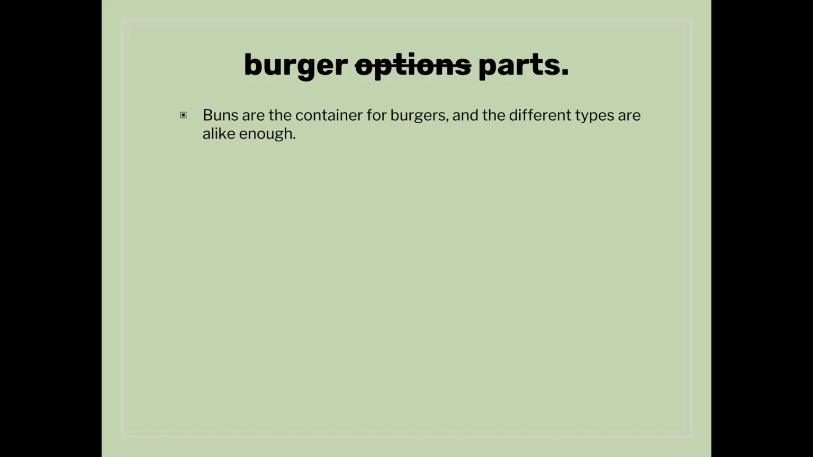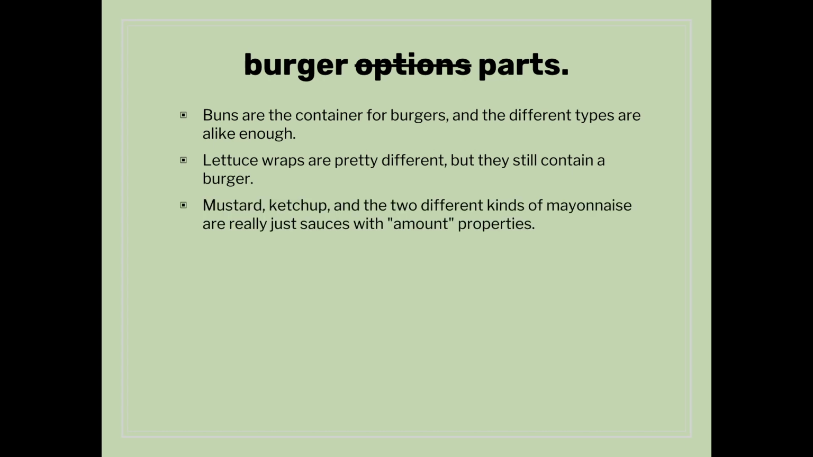We're going to collect requirements now. We did a great job of listing all those requirements a few slides ago, and if we look at that again, we can see natural patterns and groupings. Using that, let's figure out some new rules. Buns are the container for burgers, right? And the different types of buns are alike enough. Lettuce wraps, however, are pretty different, but they still contain the burger. They still contain the topping. Mustard, ketchup, and the two different kinds of mayonnaise are really just sauces with different amount properties.